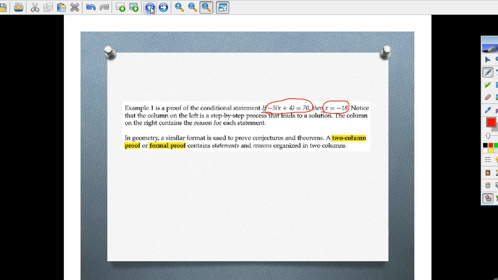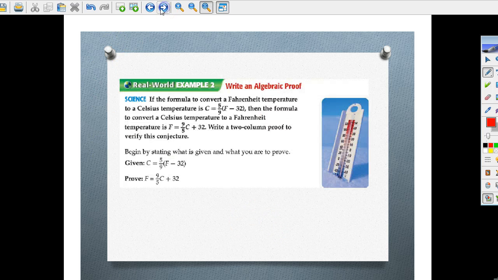So when you're doing proofs, you'll have two columns. That's all it is. Two-column proofs, okay? So in the example we had, when you're solving the problems, you do that on the left side, and on the right side, you tell me what properties you're using. All right, so here's an example.